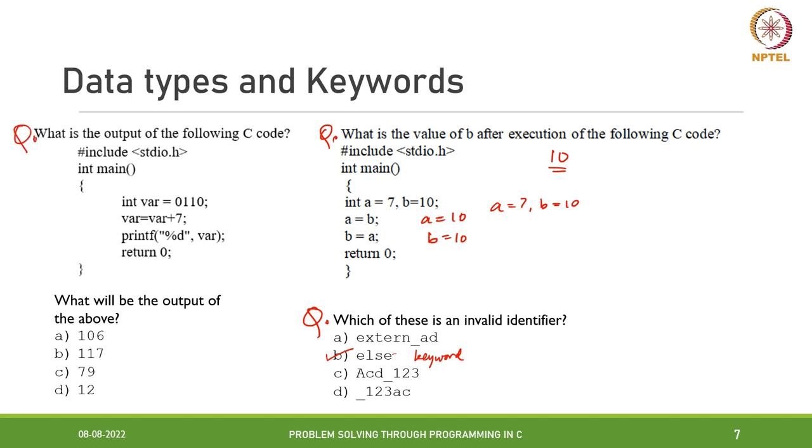Okay, now let us see if you can answer this question. We have an integer variable, and we are just adding up a value, and we are trying to print.